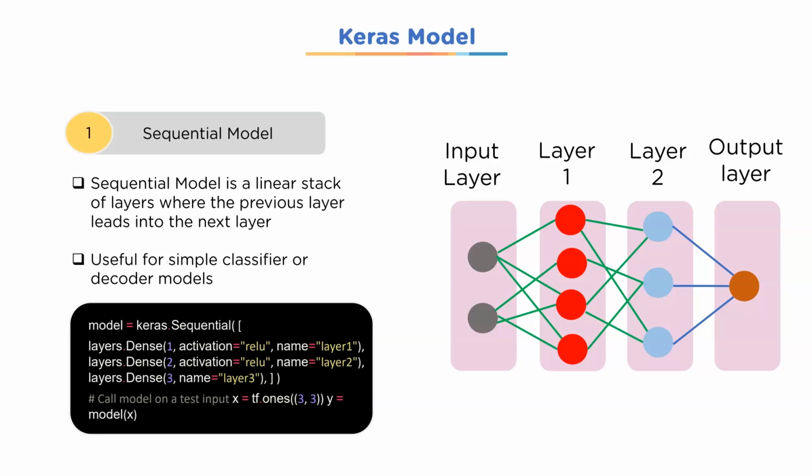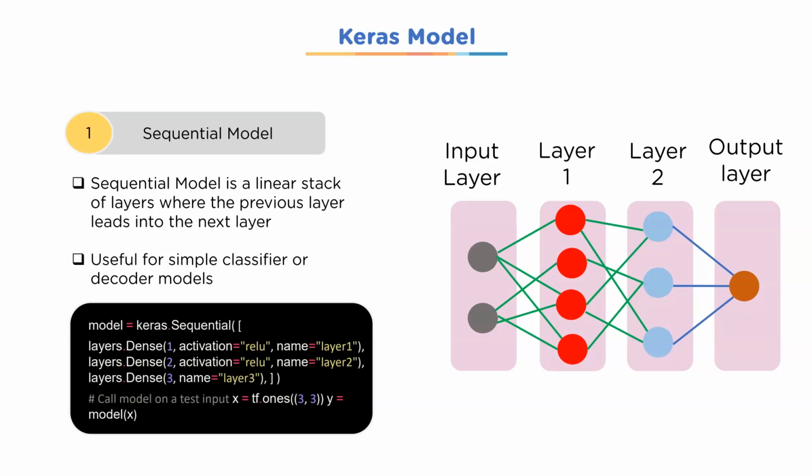So when we look at Keras models, we have a sequential model. Sequential model is a linear stack of layers where the previous layer leads into the next layer. And this, if you've done anything else, even like the sklearn with their neural networks and propagation and any of these setups, this should look familiar. You should have your input layer, it goes into your layer 1, layer 2, and then to the output layer. And it's useful for simple classifier or decoder models.